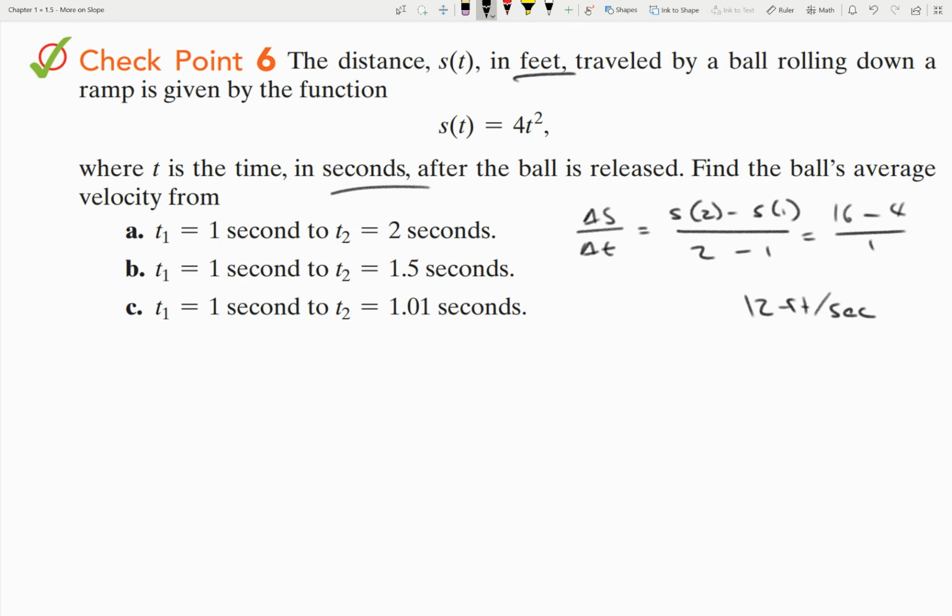And then same thing for the next. And the slopes of those, because it's a parabola, right? The slopes as you get closer and closer and closer to the point where you're starting, the slope is going to get lower and lower. So that 12 feet per second is going to go down.